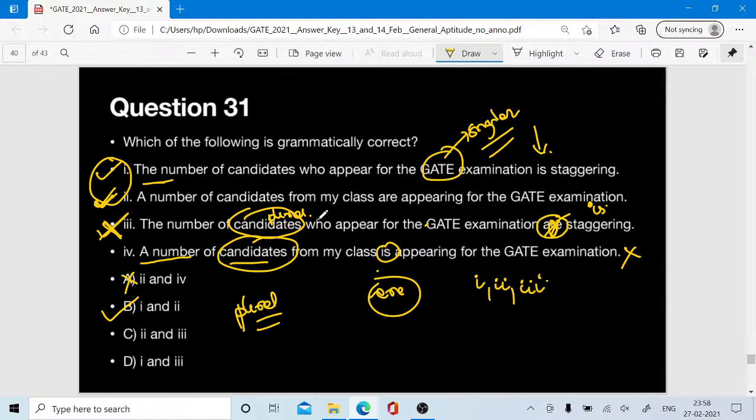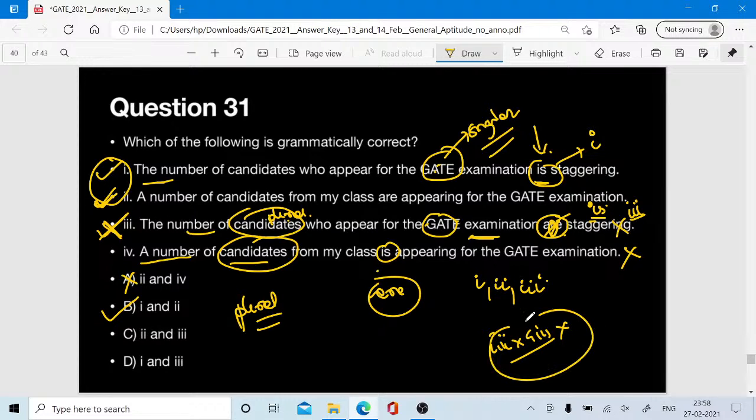So the third one is entirely wrong. The number of candidates, plural, who appear for the GATE examination is staggering, because GATE examination is singular. So the third one is also wrong. 3 and 4 both are wrong here. So the right option is going to be 1 and 2, which is option B.